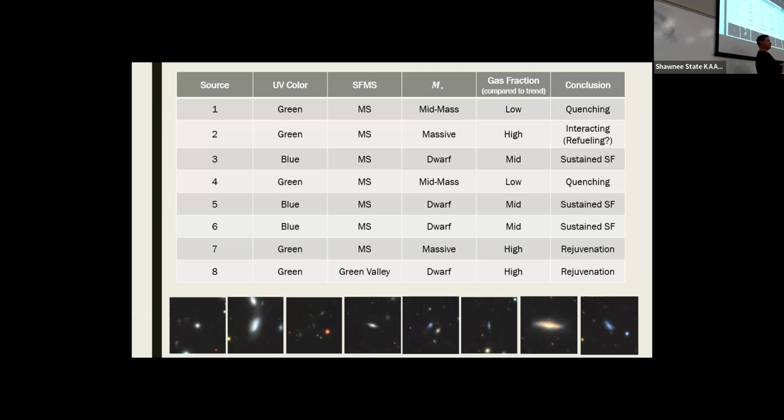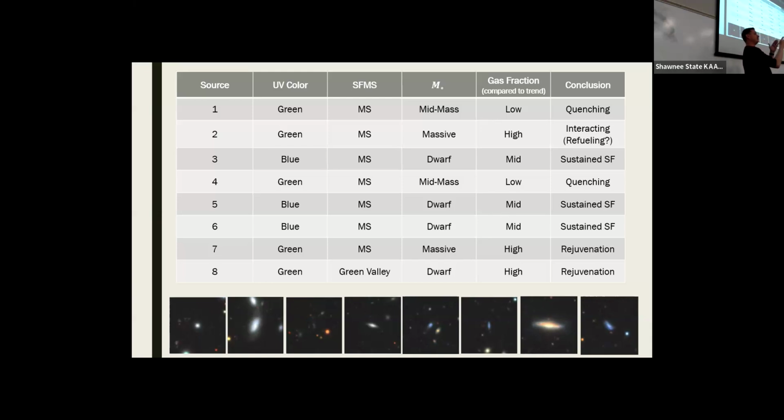We're interpreting that as moving up into the star formation and rejuvenating its star formation. On the other hand, you have things like source 1, which again is that green UV color, but it's kind of in the mid-range, with low mass, and it has a low gas fraction overall.